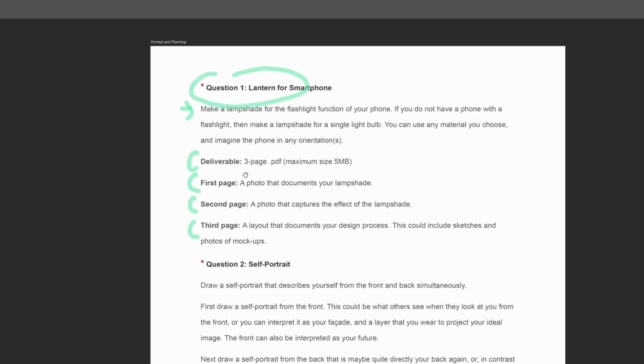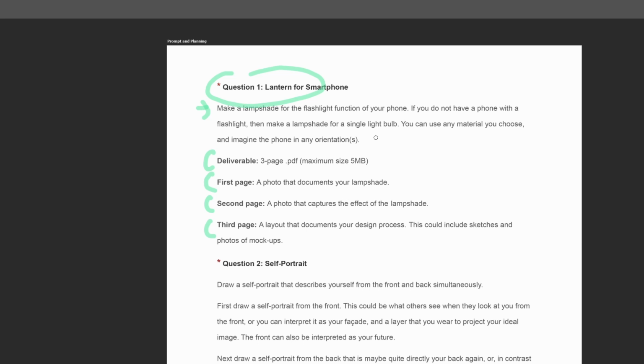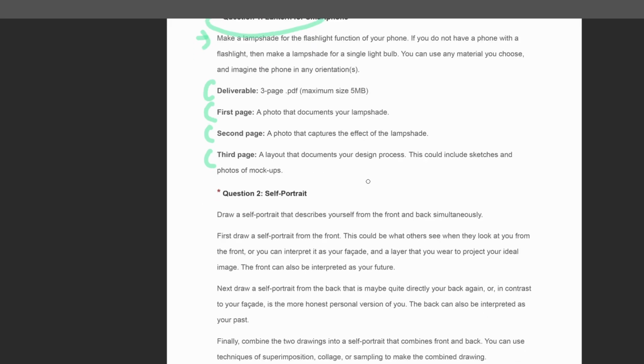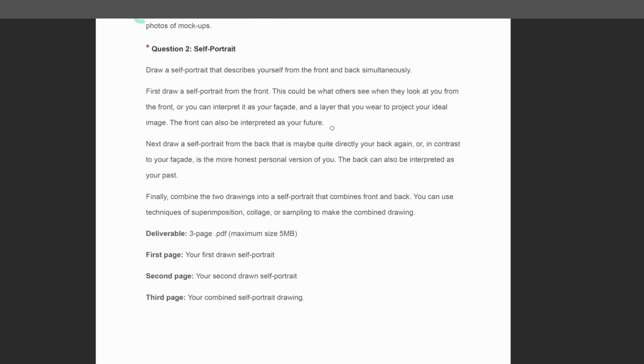Now, the next prompt is a self-portrait, and it says to draw a self-portrait. So let me mark this here. Draw a self-portrait that describes yourself from the front and back simultaneously, and they give you definitions for what they mean by the front and the back.